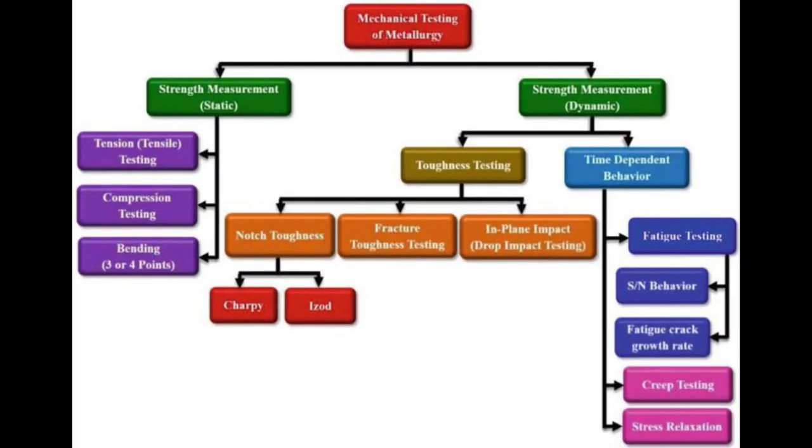In dynamic measurement testing, there are two types of testing: toughness testing and time-dependent behavior. Let's understand first what toughness means. Toughness is the ability of a material to absorb energy in plastic deformation without fracturing. Material toughness is most commonly measured by an impact test known as the Charpy V-notch test.